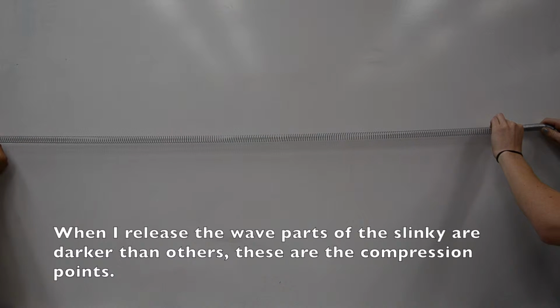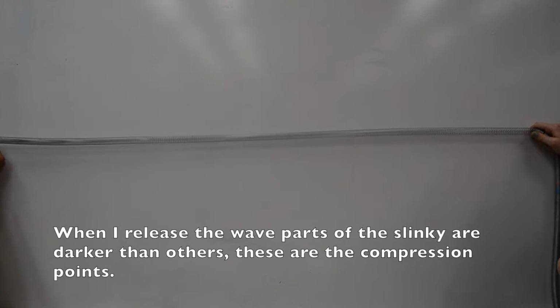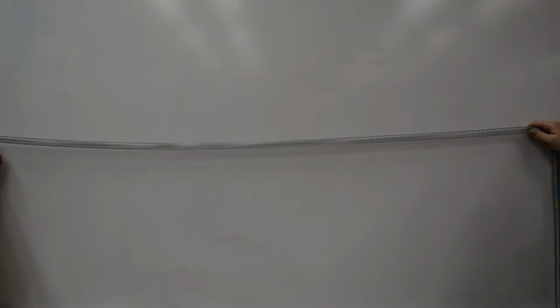When I release the wave, parts of the slinky are darker than the others. These are the compression points.